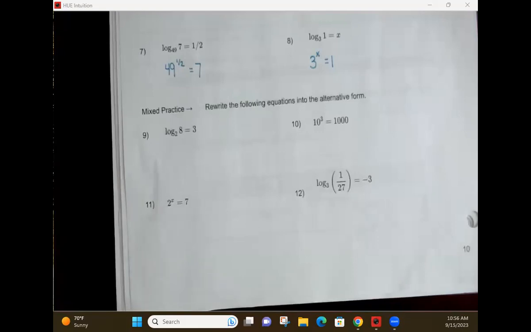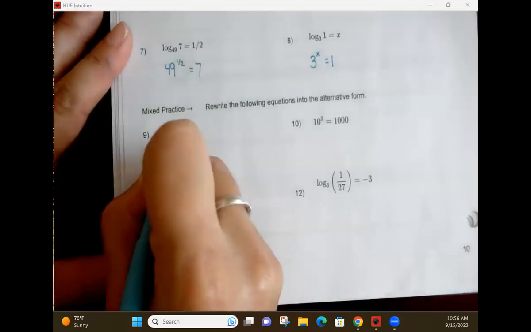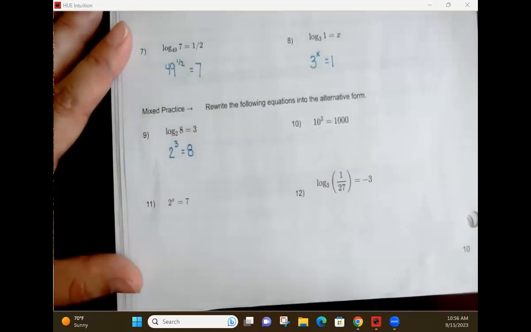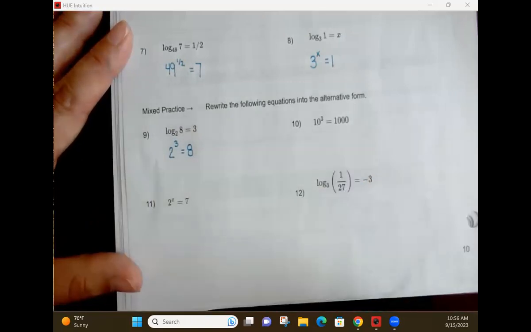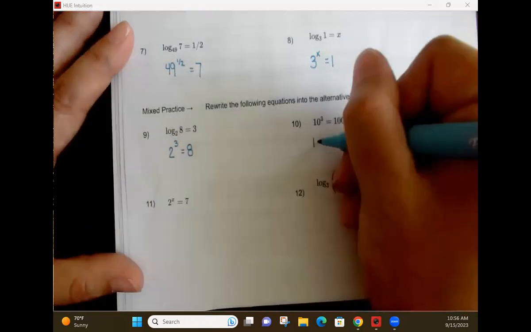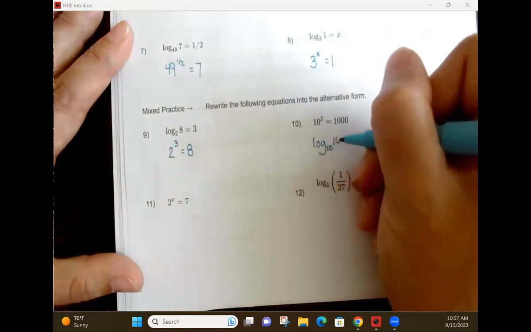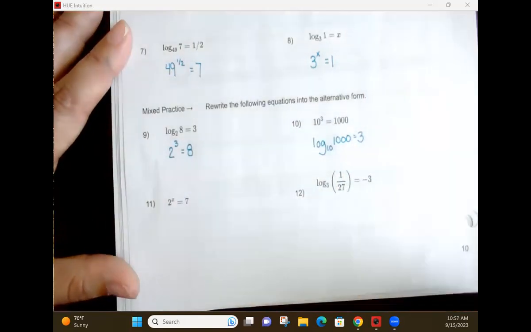So for number 9, we're starting with a log. We're going to rewrite it in exponential form. So this would be 2 to the 3rd power equals 8. Now on number 10, we have an exponential. We're going to change it to a log. This is log base 10 of 1,000 equals 3.